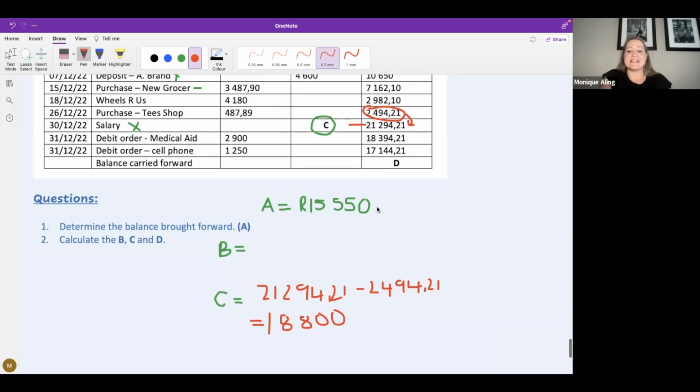The last one is D, a little bit of a trick question. As we can see, our balance before D was 17,144. However, nothing happened after that. They're just telling us the balance carried forward. So no transaction happens. So we're not minusing, we're not adding anything. D stays the same as the balance above it. So 17,144.21.